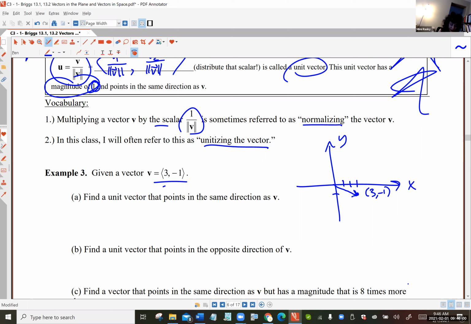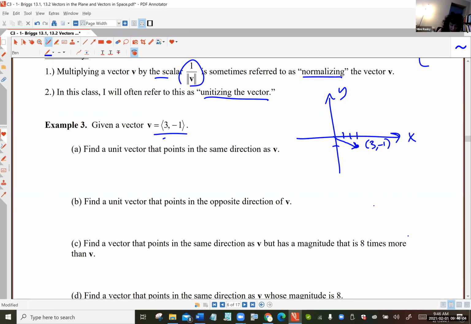All right, now we're going to find a unit vector that points in the same direction as our v. So we first have to get the magnitude, because that's part of the formula for unitizing. Since squaring a negative gives a positive, I'm not going to write -1 squared, because that gives the same as +1 squared. So this is going to be the square root of 10. That's the magnitude. It's a little over 3 and some change is how long the vector is.